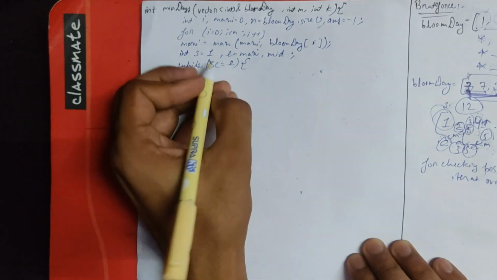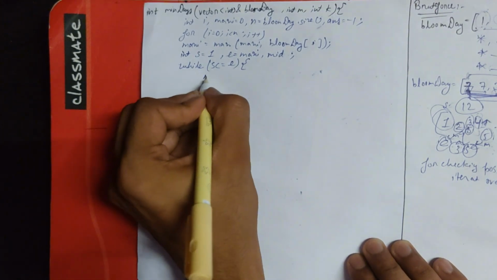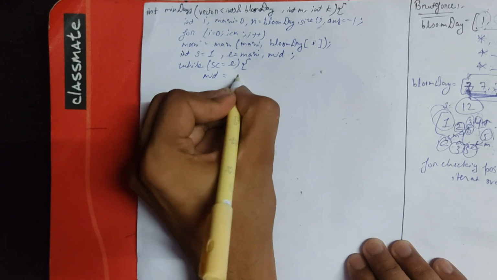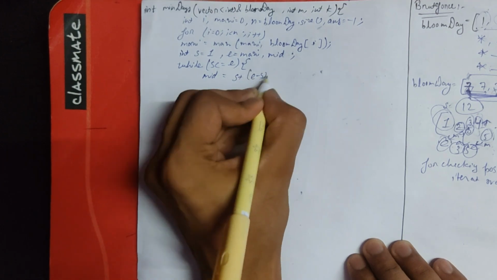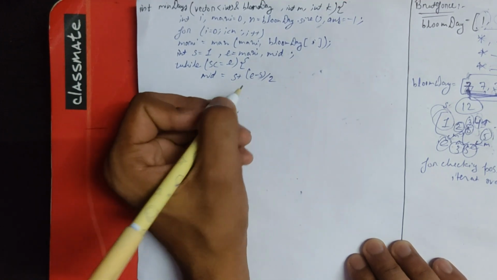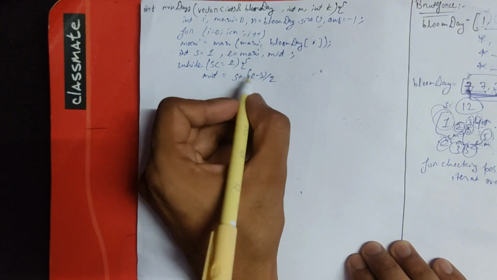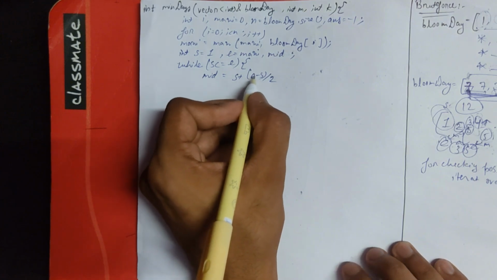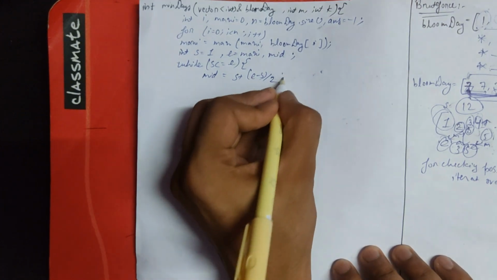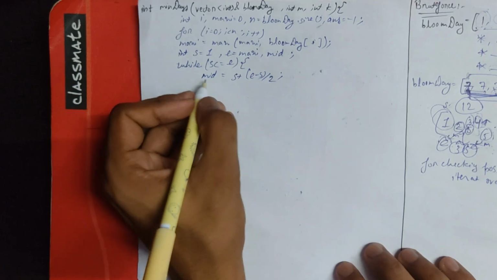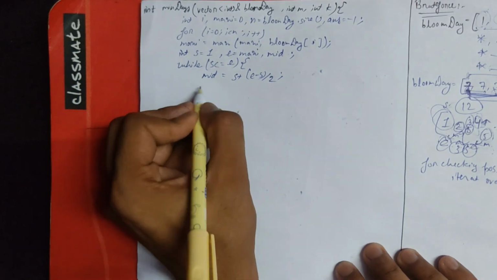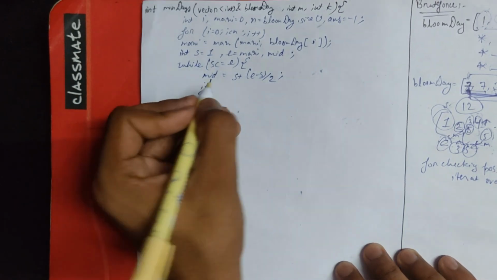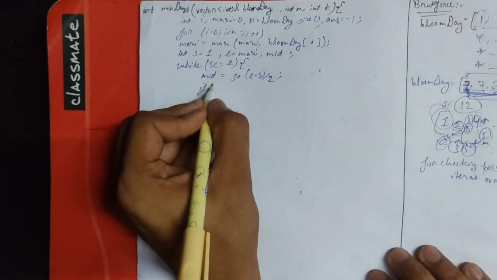Simple. And now we will just find the value of mid. So mid equals to S plus E minus S by 2. We don't use S plus E by 2 because it can go outside the integer size if we use S plus E. So this is a simple hack to not get trapped in the integer overflow point. Now we will check if the mid is a possible answer or not, just like we did before.